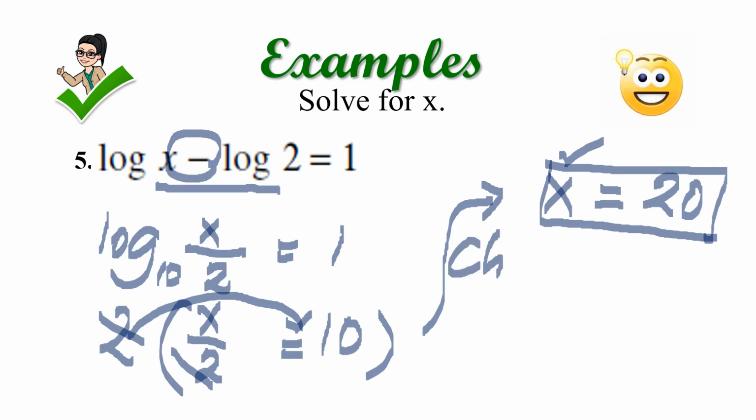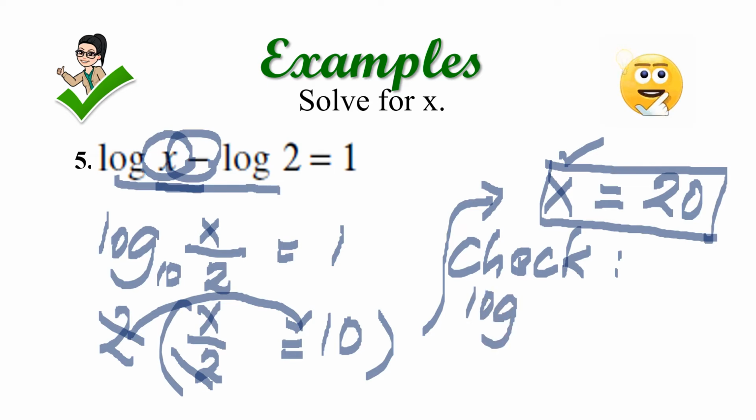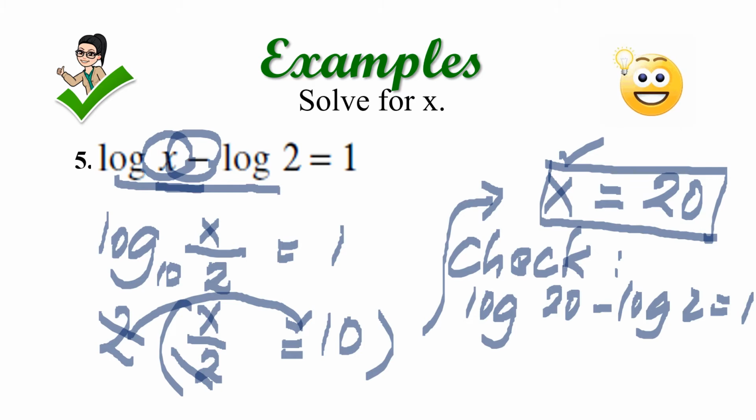Let's see if 20 is really the value of x. Let's check. Going back to the original given, logarithm of x minus logarithm of 2 is equal to 1. So let's replace x here with 20. So this will be logarithm of 20 minus logarithm of 2 is equal to 1. So let's solve it. Using a calculator, logarithm of 20 minus logarithm of 2 is really equal to 1. So 1 is equal to 1. Therefore, our answer 20 is correct.